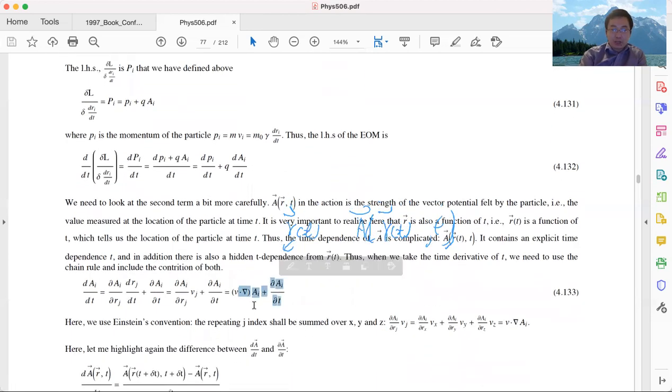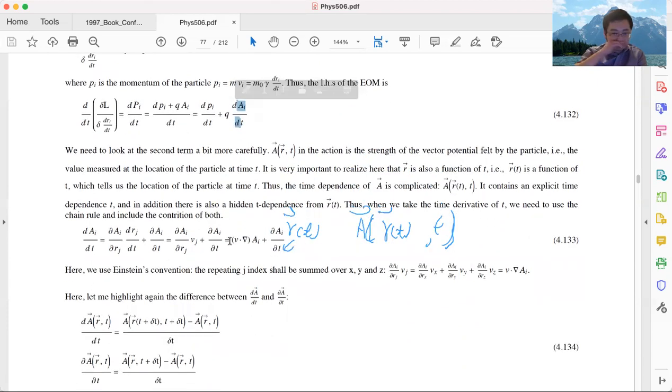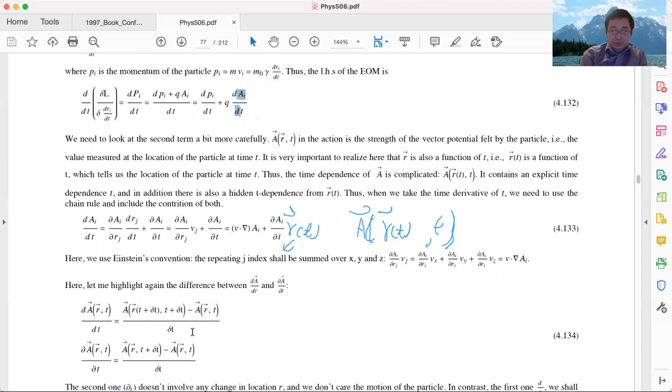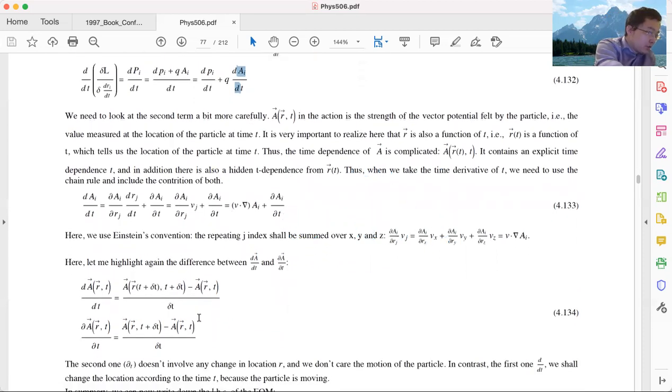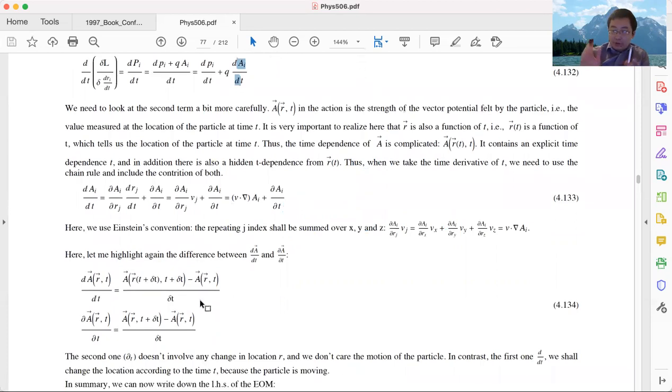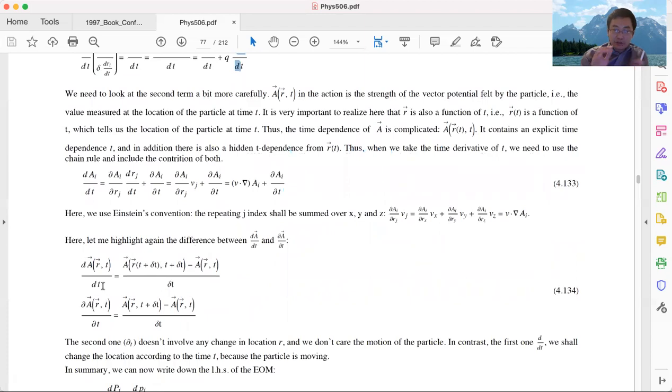So we should plug this object into my equation to replace dA/dt. If you are really interested in the difference between dA/dt and the partial A, partial t, I have some more details explaining the difference. This small part is optional. You can read this part of the lecture notes to figure out precisely what the difference is between dA/dt and partial A, partial t.